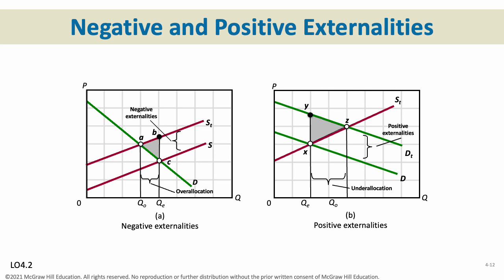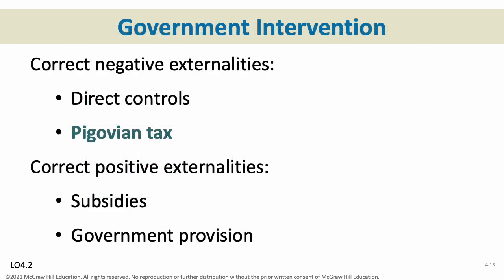So on the one on the right, equilibrium output, or QE, is less than your optimum output, or QO, and you get an efficiency loss. That's the gray shaded triangle. In both of these cases, you do have an efficiency loss. So generally, the government tries to correct externalities.